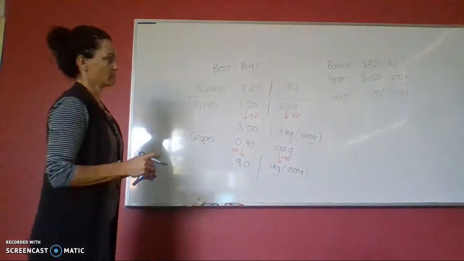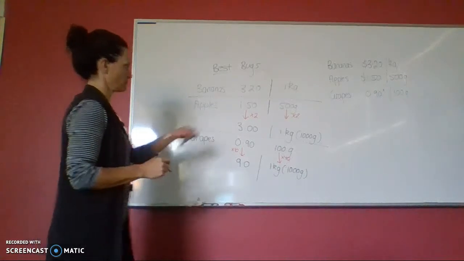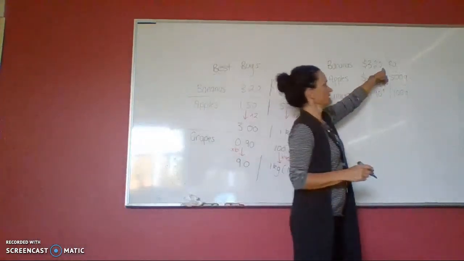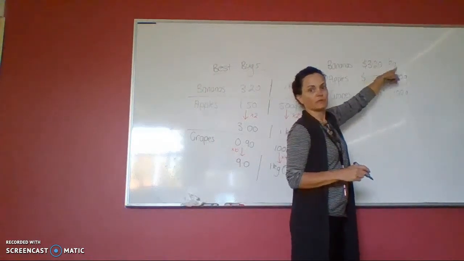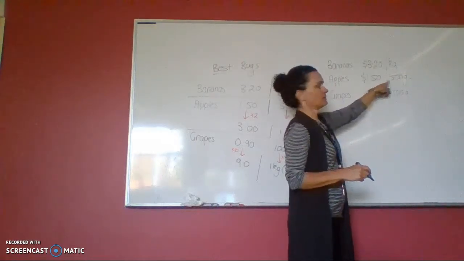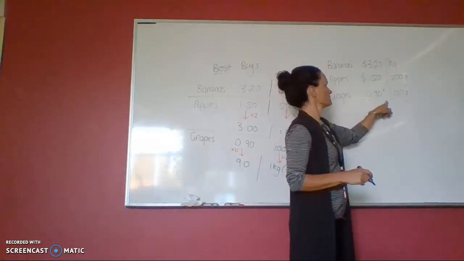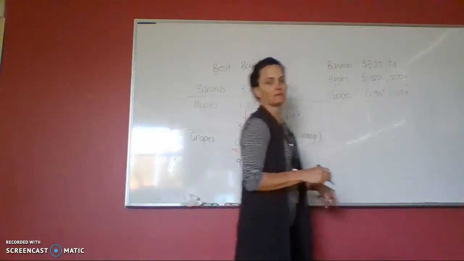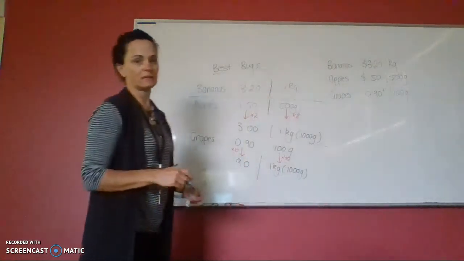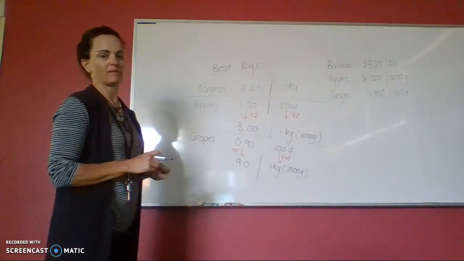I should use the per because that's a rate. So these are all rates we're using here. So when you've got the per sign, that's a rate. So $3.20 per kilo, $1.50 per 500 grams, 90 cents per 100 grams. They're all rates. They're exactly like a ratio, except a ratio you have the same units.